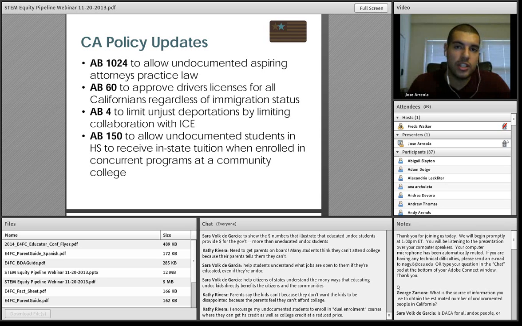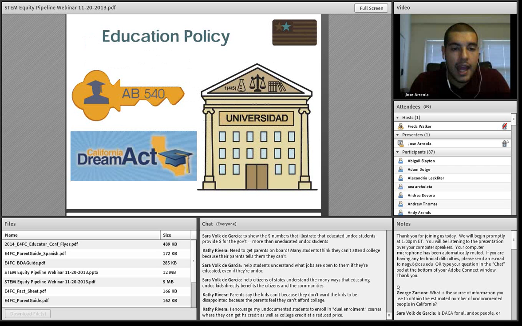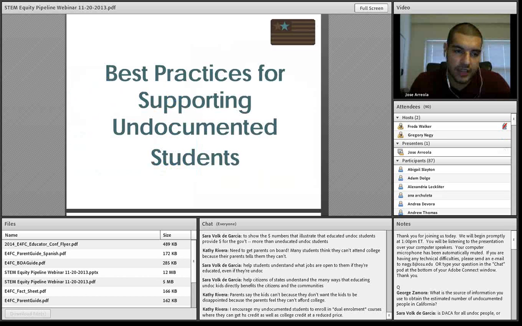AB 4, which is otherwise known as the Trust Act, limits the collaboration between local law enforcement and Immigration and Customs Enforcement, which our hope is will significantly limit the amount of deportations in our state. And then AB 1050, which allows students to pay in-state tuition if they're enrolled in concurrent programs. So they're in high school, but they're also taking classes at a community college, and they can pay in-state tuition at that community college as well. And then, like I mentioned, our in-state tuition bill is AB 540. We've had that since 2001, and the California DREAM Act is our state-based financial aid.